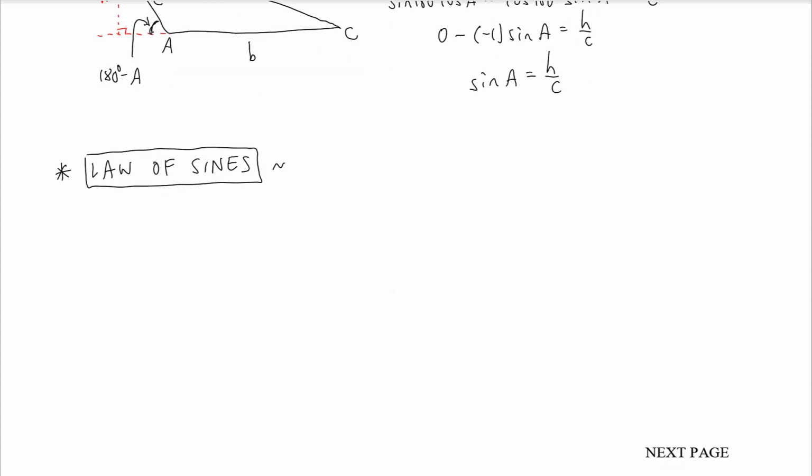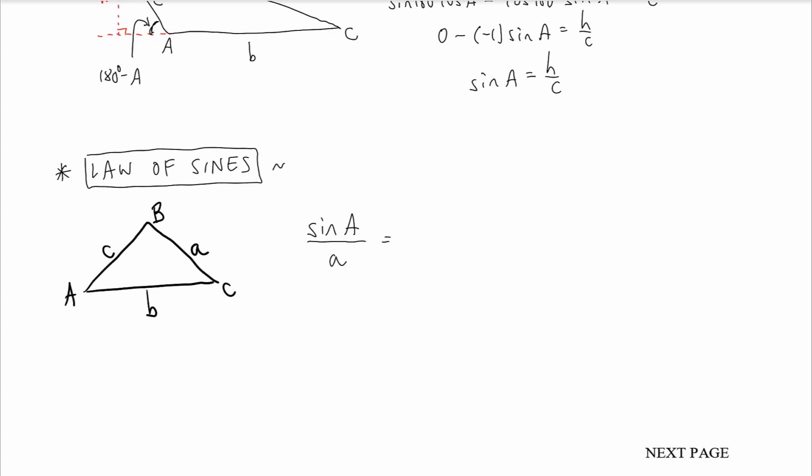The law of sines simply says that if you've got a triangle with 3 angles and 3 sides, right? There's our 3 sides, there's our 3 angles. The law of sines simply states that the sine of any angle divided by its opposite side is equal to sine of one of the other angles divided by its opposite side.